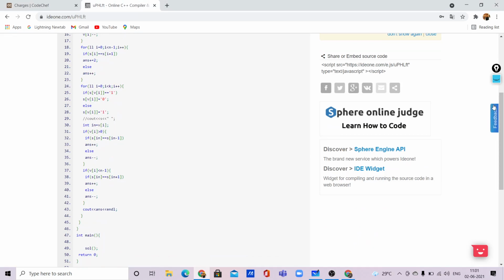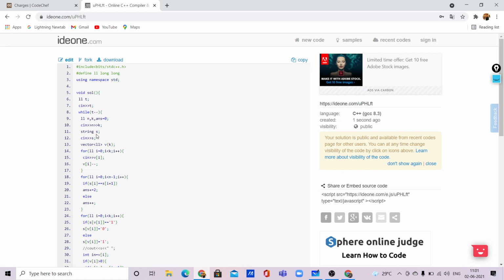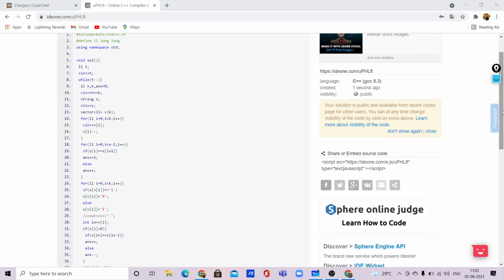Let us go from the main. I have written nothing. Let's go into the solve function. We have taken the inputs: test cases, n, and a string. The string length is n, and k is the number of times we have to update the string. Let us take an array of the update indexes. We use zero-based indexing, so we have to decrement each by 1. I hope you understood that as well.